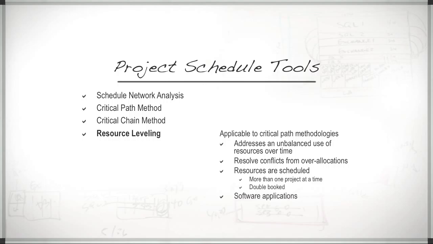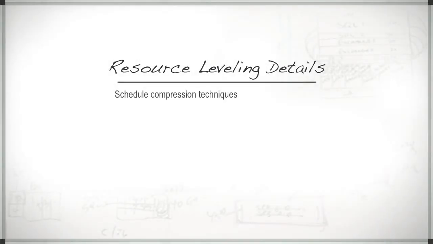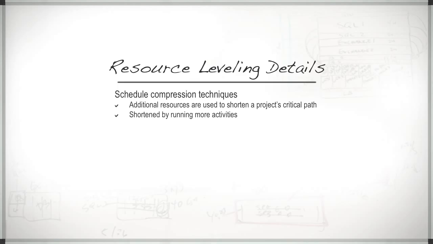Project management software applications can be used to delay scheduled tasks until the right resource becomes available. But these types of actions will impact a project's critical path. Schedule compression techniques, where additional resources are used to shorten the duration of a project's critical path, or the project's critical path is shortened by running more activities in parallel, enable resources to be applied in a manner that helps drive project activities in alignment with the project's constraints.